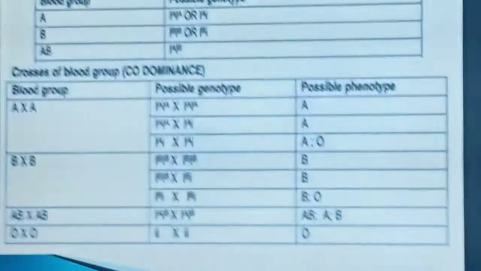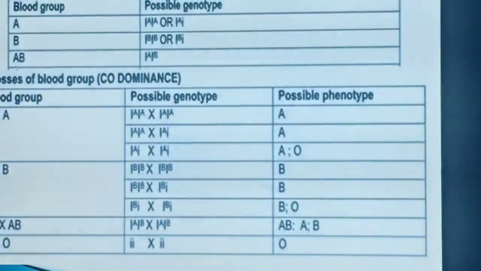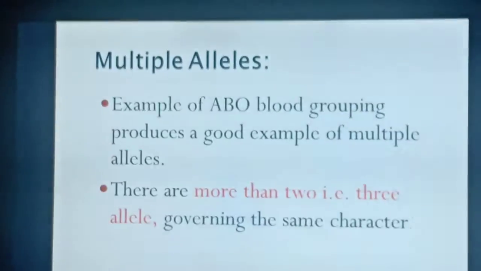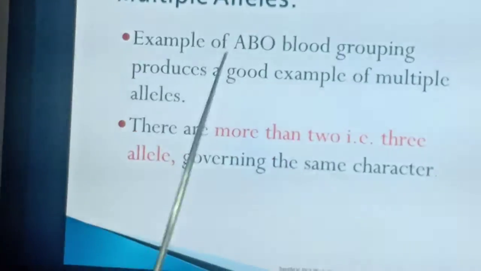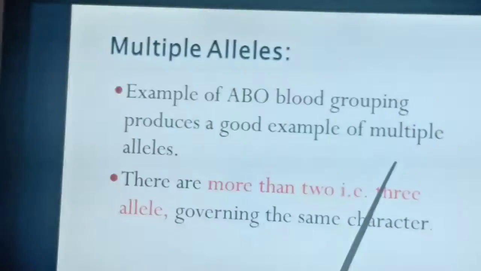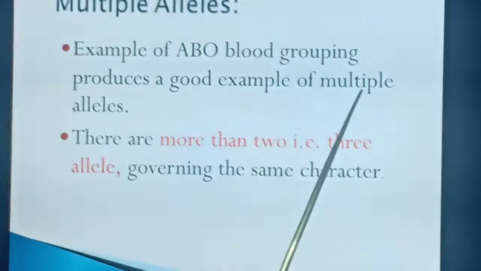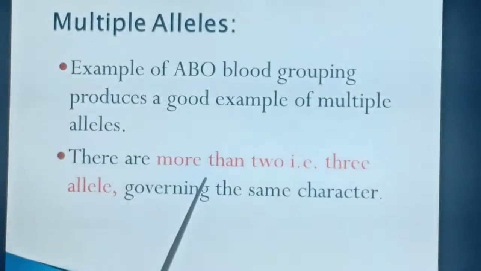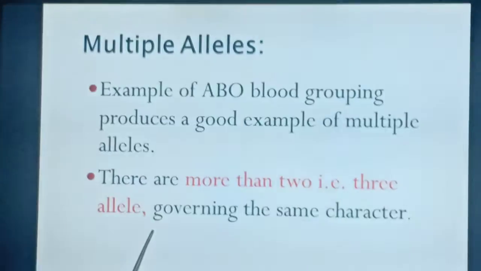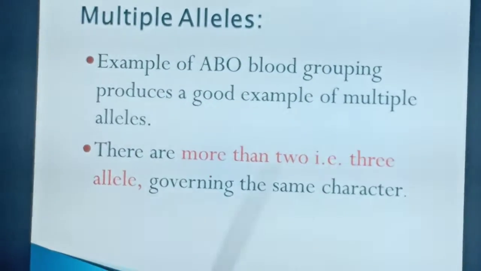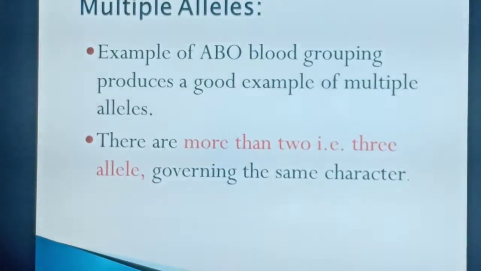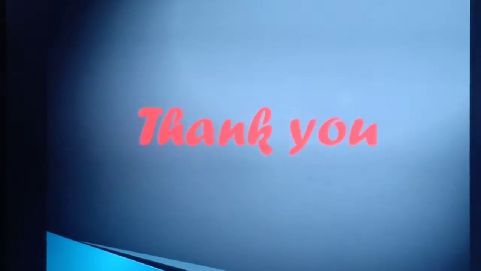Accordingly, we can come to the conclusion that this type of dominance is called co-dominance. This co-dominance, the ABO blood grouping, is also a good example of multiple alleles. Why is it multiple alleles? Because normally each character is controlled by 2 alleles, but here there are 3 alleles, more than 2. When this is the case, you call them multiple alleles. So this is an example for multiple alleles also.